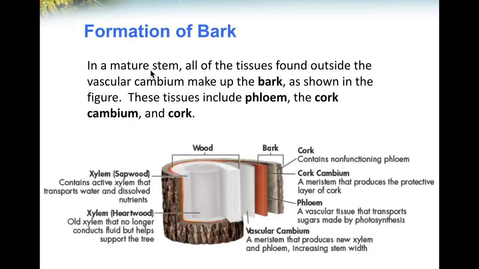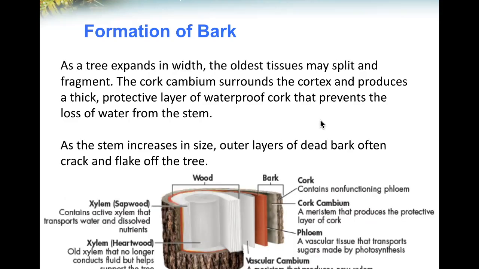In a mature stem, all of the tissues found outside the vascular cambium make up the bark, as shown in the figure. These tissues include phloem, the cork cambium, and cork. As a tree expands its width, the oldest tissues may split and fragment. The cork cambium surrounds the cortex and produces a thick protective layer of waterproof cork that prevents the loss of water from the stem. As the stem increases in size, outer layers of the dead cork often crack and flake off the tree.